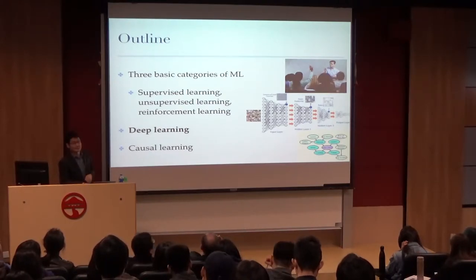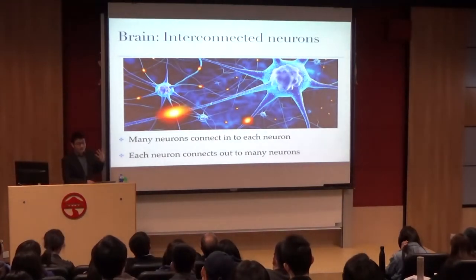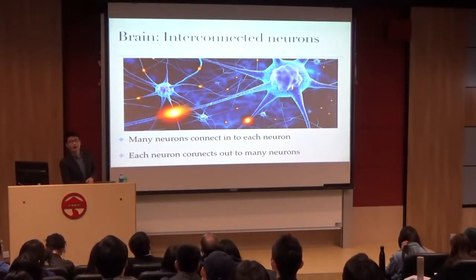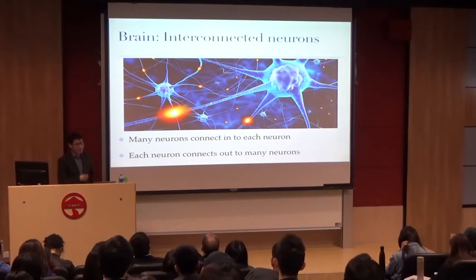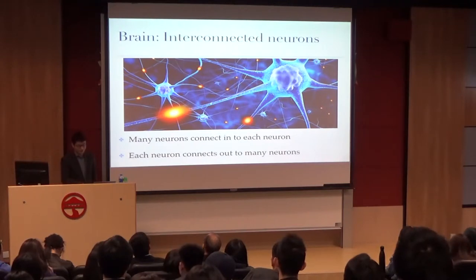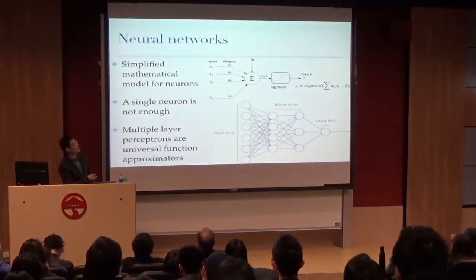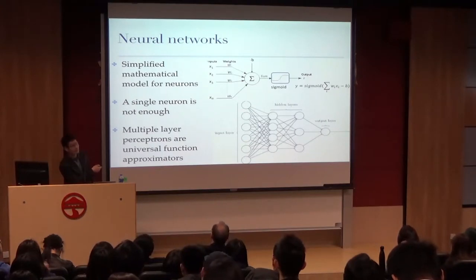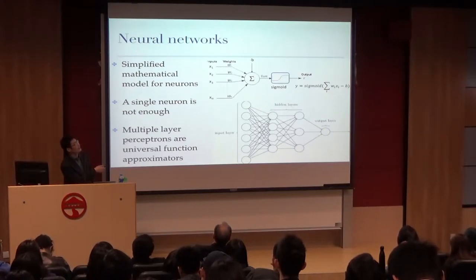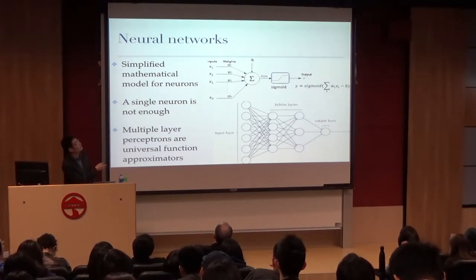Now let me talk about deep learning. Basically, in the last 50 years, people have talked about neural networks to mimic the organization of the brain. In our brain, we have many neurons that are connected to each other, and actually each neuron connects to a lot of neurons. This is a simplified mathematical model for neurons. You have a lot of inputs, and you summarize those inputs, and then if the input satisfies some property, this neuron will fire, right? It will become very active. So this is the model for a single neuron.